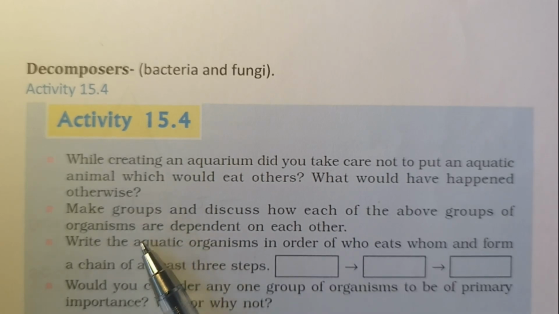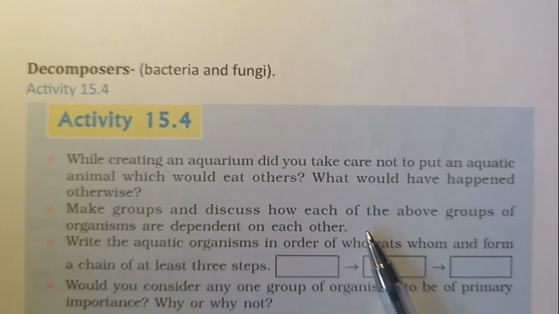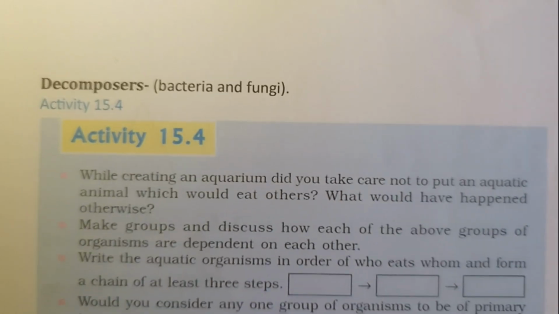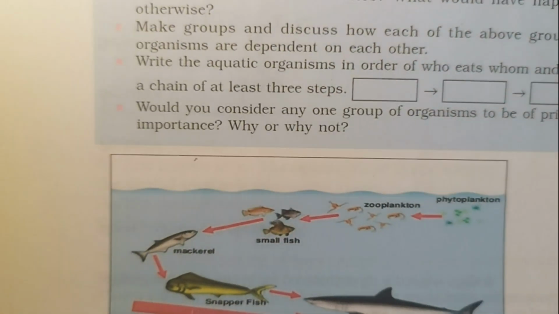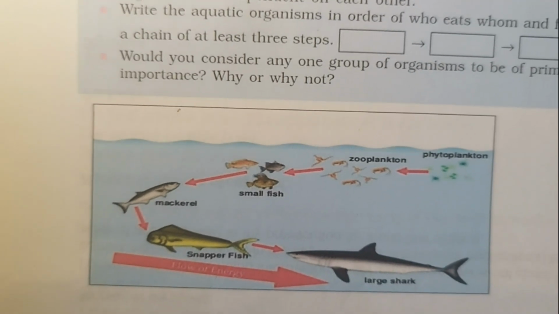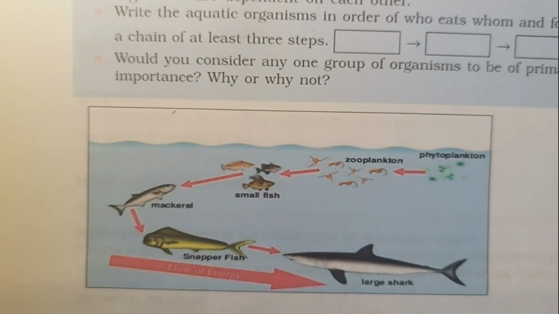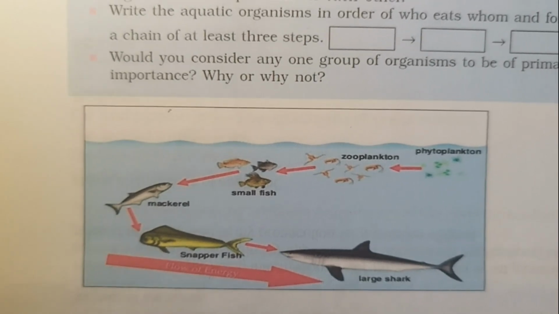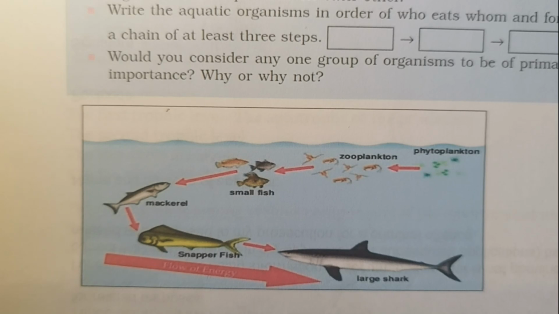Second point here, make group and discuss how each of the above groups of organisms are dependent on each animal. So we've seen in the last lecture as well, and I'll take you through again. In an aquarium, you can make it as a completely artificially fed type of aquarium, where you are feeding the fish and then clearing the water, cleaning the aquarium regularly, and sending oxygen through the oxygenator or aerator.